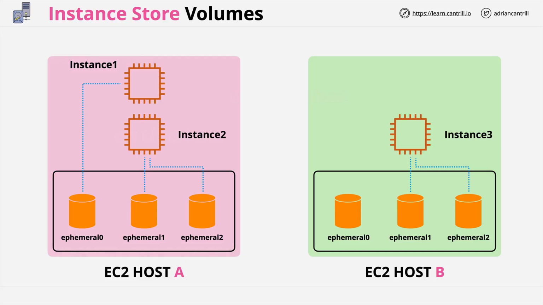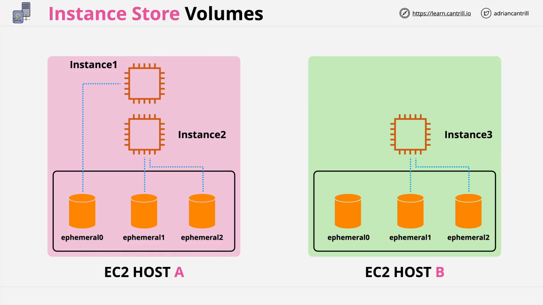Now on host A, instance 1 and 2 are running. Instance 1 is using 1 volume and instance 2 is using the other 2 volumes, and the volumes are named ephemeral 0, 1 and 2. Roughly the same architecture is present on host B, but instance 3 is the only instance running on that host, and it's using ephemeral 1 and ephemeral 2 volumes.